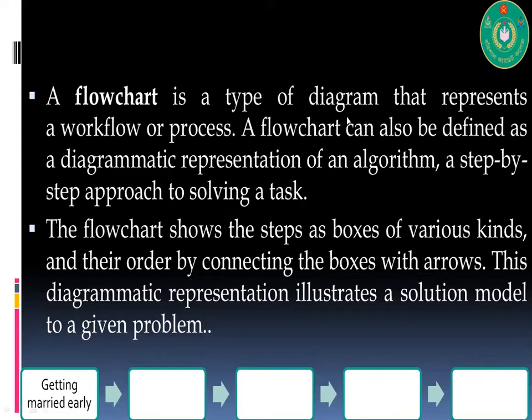Now, dear cadets, you have understood what a flowchart is. There will be a flow. It will start from the beginning, there will be some process, and there will be a conclusion. Here is an example.